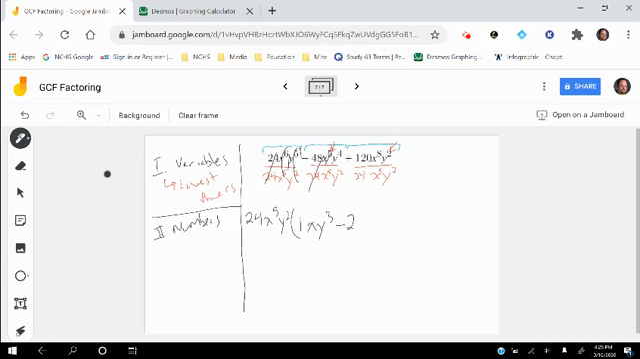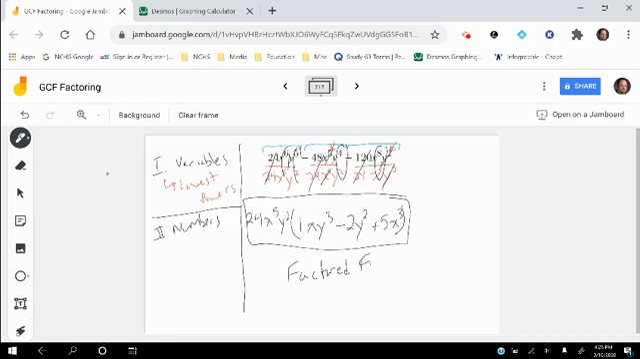The x's are the same, so they're gone. The y's become y to the second, plus 120 by 24 is 5. X, 8 minus 5 is 3. And then the y's are the same, so they're gone. So this is our factored form. Now remember, if you struggle in using the table, there is an alternate method.